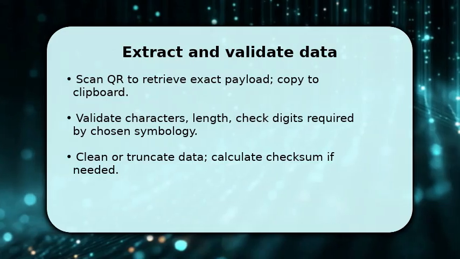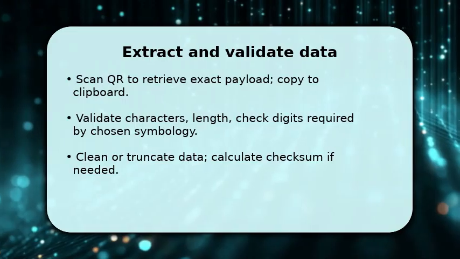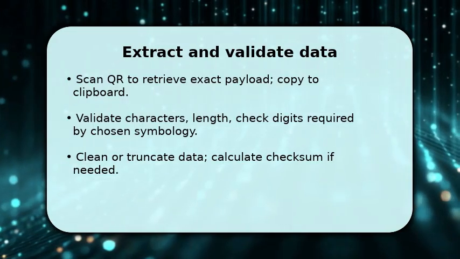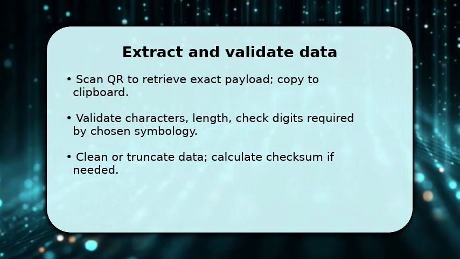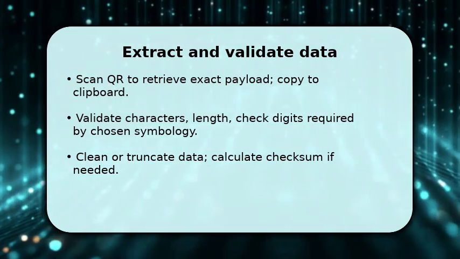If the target symbology needs numeric-only data, convert or map values accordingly. Also compute or verify check digits when required, because barcodes fail to scan without correct checksums. Once validated and adjusted, you're ready to create the linear barcode image.